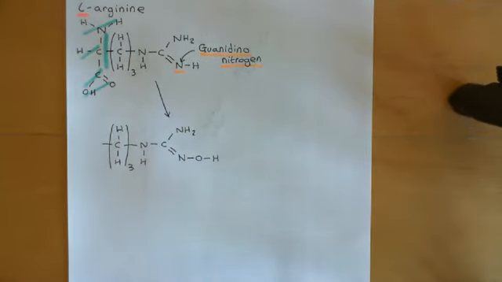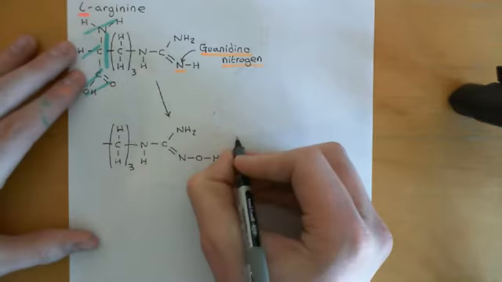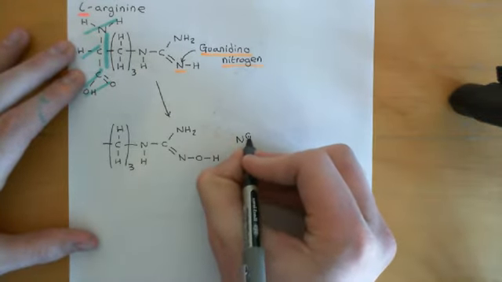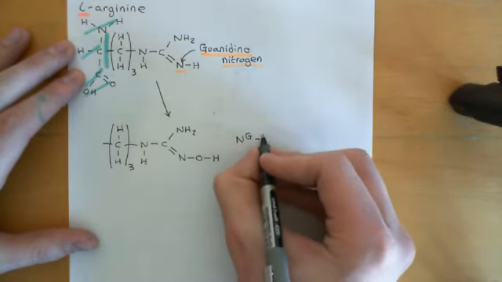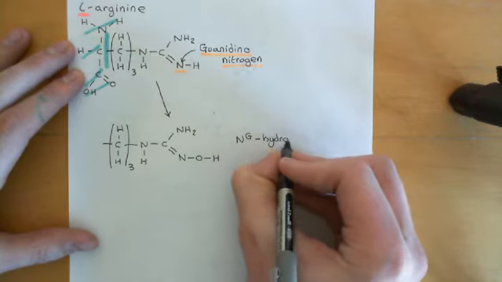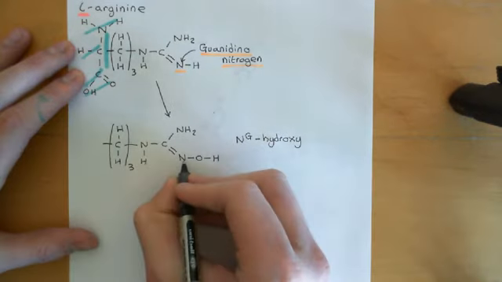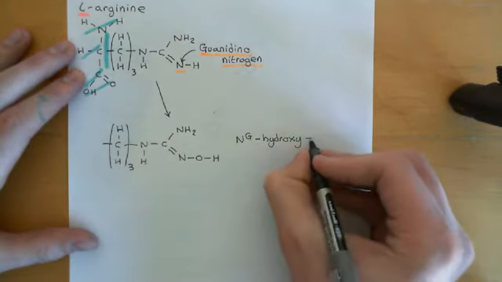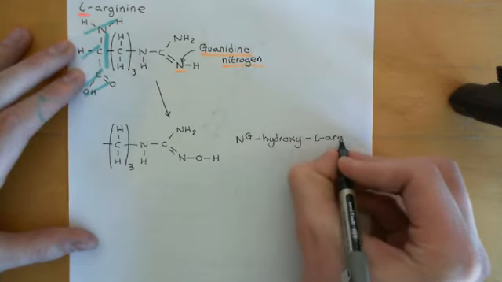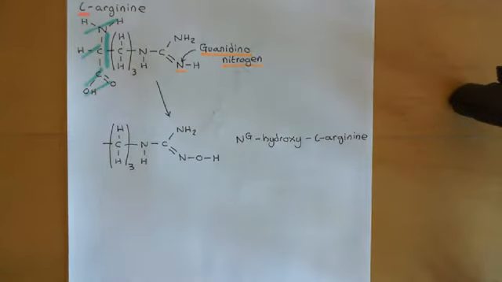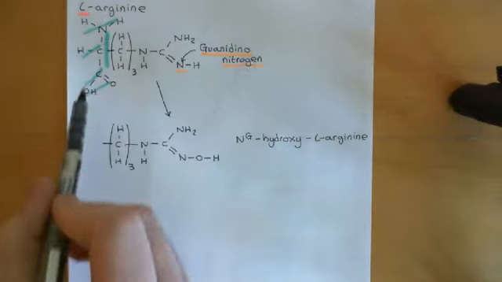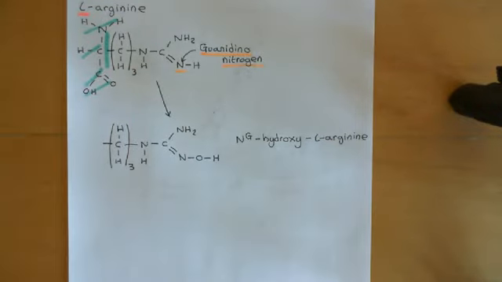Okay, so what's this molecule called then, this amino acid? This is now called Ng, which stands for guanidino-nitrogen. The G is for guanidino, the N is for nitrogen. And then it's Ng-hydroxy, because you've got a hydroxy group coming off the guanidino-nitrogen. And then it's still L-Arginine. So it's just L-Arginine where you've got an alcohol group coming off the guanidino-nitrogen. So that's the name of this molecule. And remember, this core structure would still be there in reality.